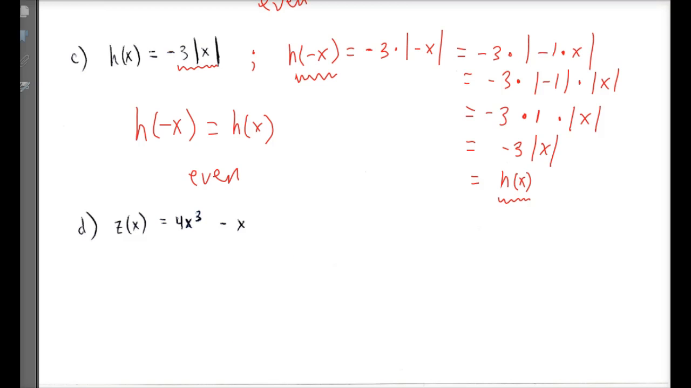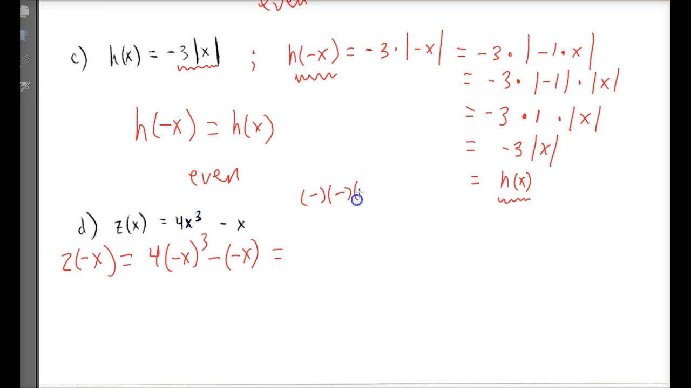Okay, so now for the last one in this particular example set, what we'll do is same thing again. We will take everywhere where we see x, and we're going to replace it with a negative x. And so now we see that we have negative x quantity cubed, which is like multiplying negative x times itself 3 times. Since we're multiplying a negative something times itself an odd number of times, we know that we're going to end up having a negative result.